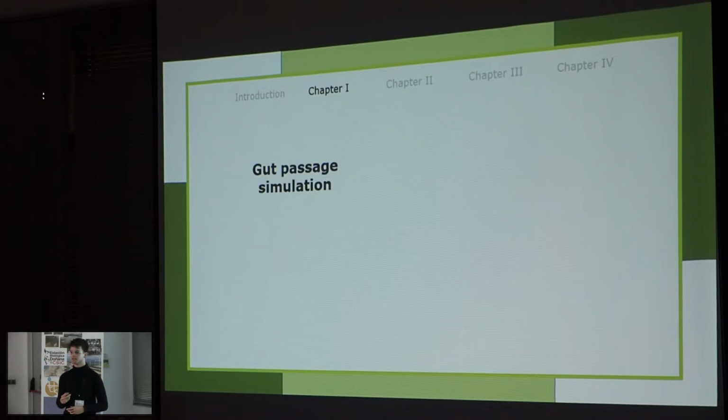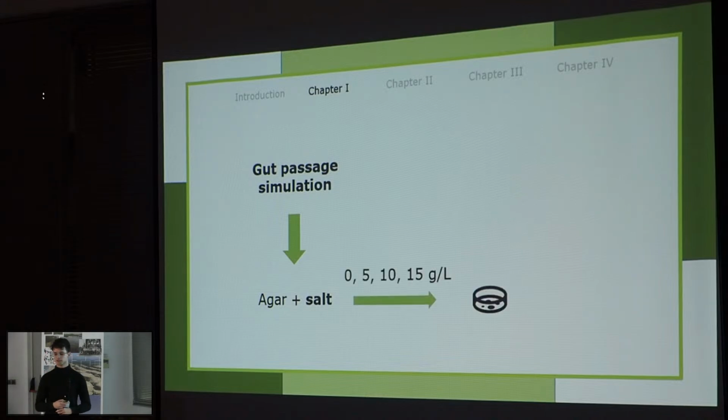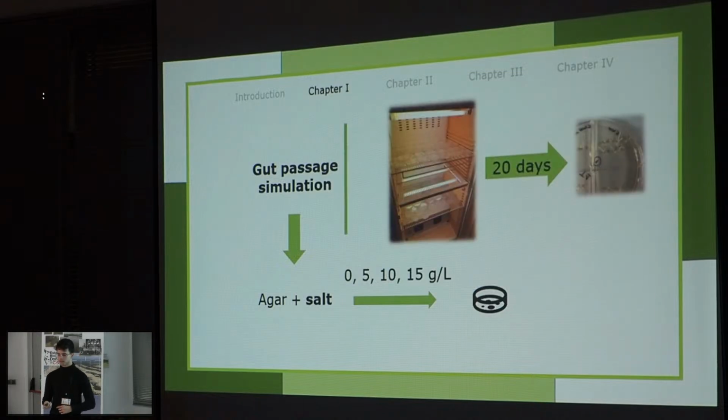For that, we simulated the gut passage of the Cotula seeds, and then we placed them in Petri dishes with agar and four different salt concentrations: 0, 5, 10, and 15 grams per liter. Then we put the plates in a germination chamber for 20 days, and we recorded the germination of the seeds daily.